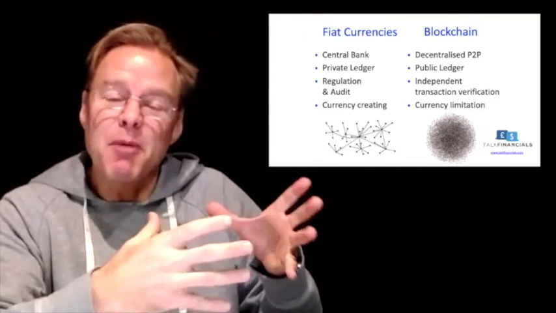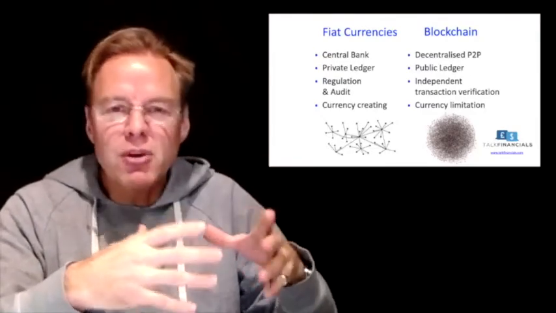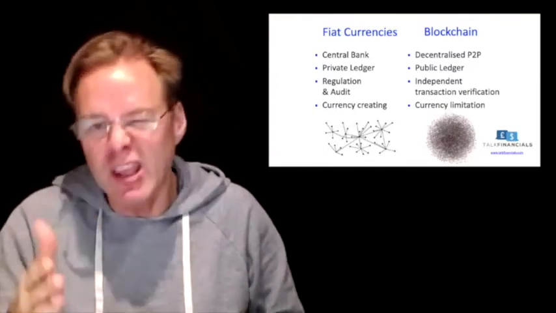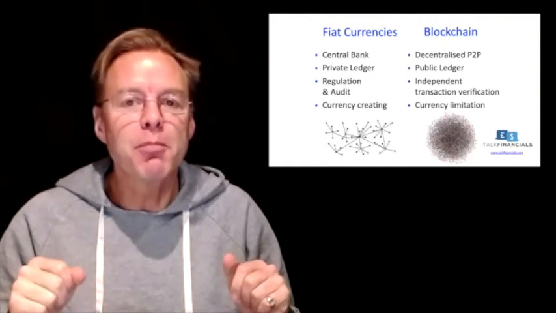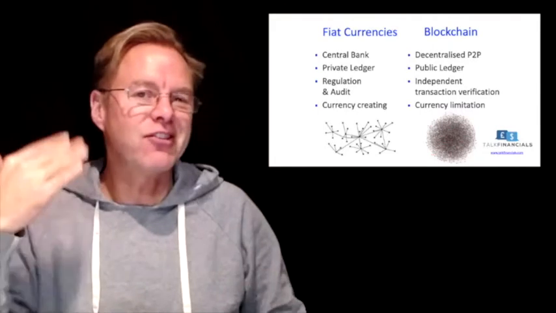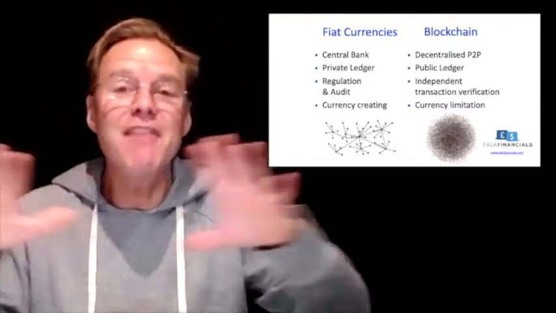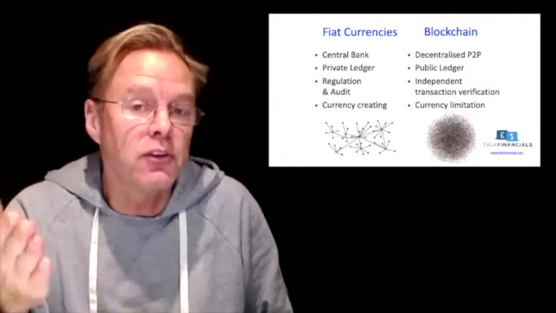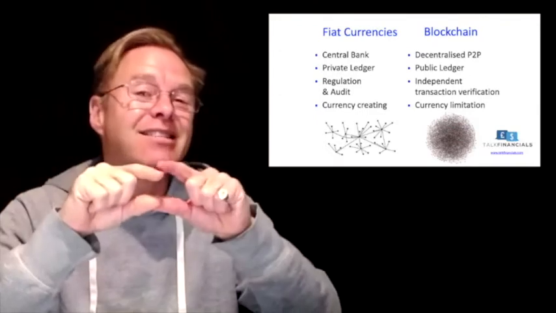HSBC will keep a private ledger, so these commercial banks keep a private ledger, so they know how much I've got in my bank account, and I know how much, but nobody else does. Well, the government obviously does, but nobody else knows how much is in my bank account. Whereas on the blockchain, it's a public ledger. When there's a transaction, if I send you Bitcoin, it sits on this public ledger. Everybody can see it. They can't see who I am because I'm in code, and they can't see who you are because you're in code, and they can't see how much was sent, but they can see the transaction.